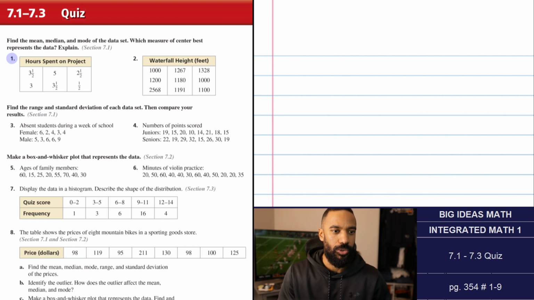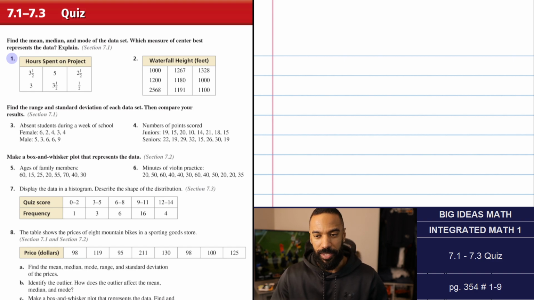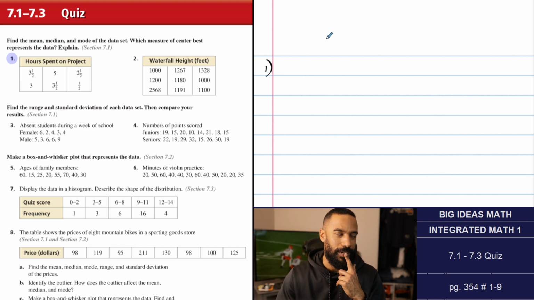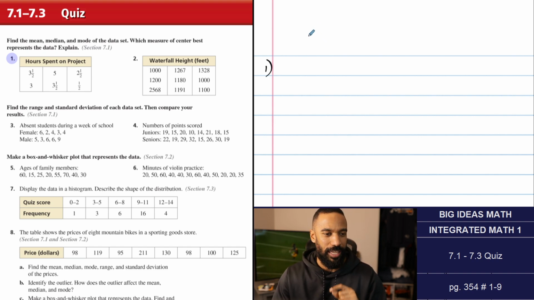We are going to find the mean, median, mode of the data set of numbers in problem 1, and they also ask which measure of center best represents the data and to explain. I'm going to have to remember that second part on what they're asking for and why. Let me think about it when we actually get into that one.